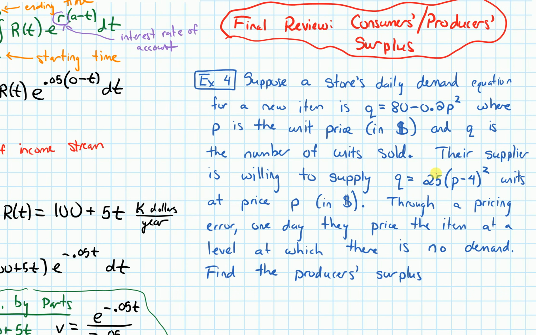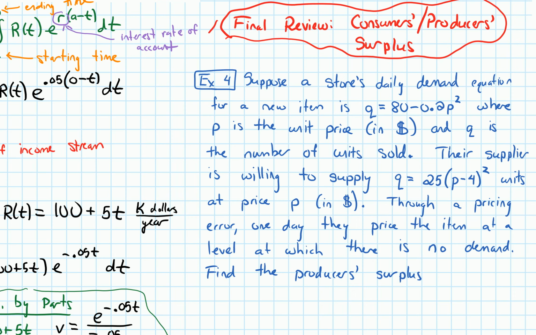In this video, we are continuing our final exam review and looking at a consumer/producer surplus example. The question says, suppose a store's daily demand equation for a new item is Q equals 80 minus 0.2 P squared, where P is the unit price in dollars and Q is the number of units sold. Their supplier is willing to supply Q equals 25 times (P minus 4) squared units at price P in dollars.